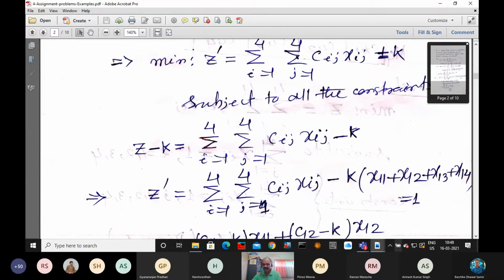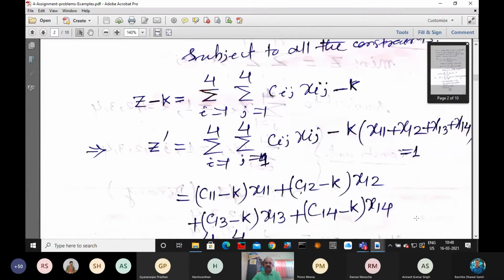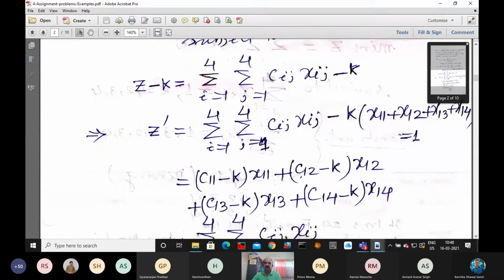Okay. Since the sum is equal to 1, minus k times this is equal to k. Now we are rearranging in this manner. Because there is a double summation, I have to rearrange accordingly. So C11 minus k times x11, C12 minus k times x12, C13 minus k times x13, C14 minus k times x14.